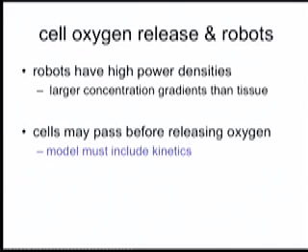So one of the issues is that the robots can have much higher power densities, as we'll see, than is common in tissue. And so they can create much larger gradients in the oxygen concentration than is typical in body tissue. And this raises the question that cells that are carrying a lot of the oxygen may pass the robots before they have a chance to release the oxygen. And so kinetics is an important aspect of modeling this behavior.